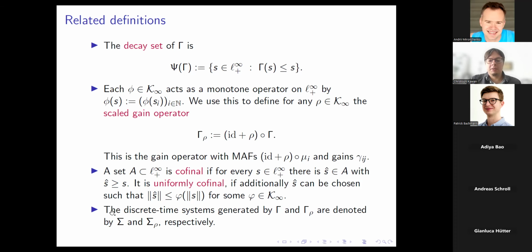And finally, we will talk about the discrete time systems, which are generated by iterating those operators, gamma and gamma rho. And we denote them by sigma and sigma rho, respectively. So sigma from now on will no longer be our symbol for this overall system, which is the Banach space ODE, but from now on, actually, it will denote the discrete time system generated by the gain operator.